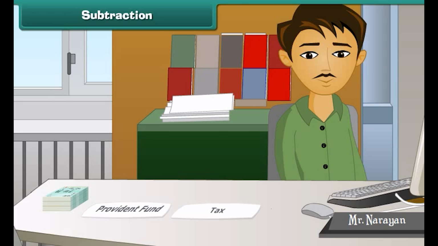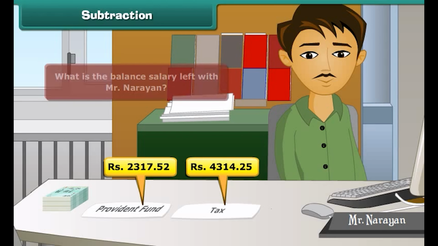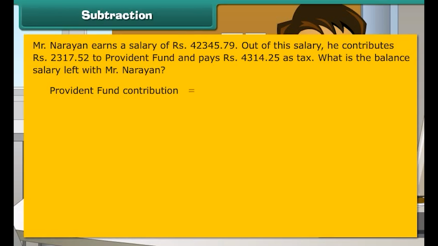Subtraction. Mr. Narayan earns a salary of rupees 42,345.79. Out of this salary, he contributes rupees 2,317.52 to Provident Fund and pays rupees 4,314.25 as tax. What is the balance salary left with Mr. Narayan?